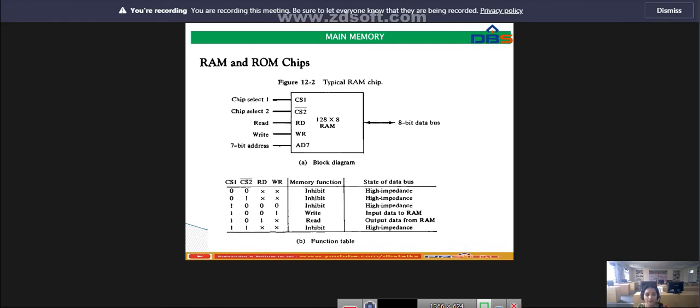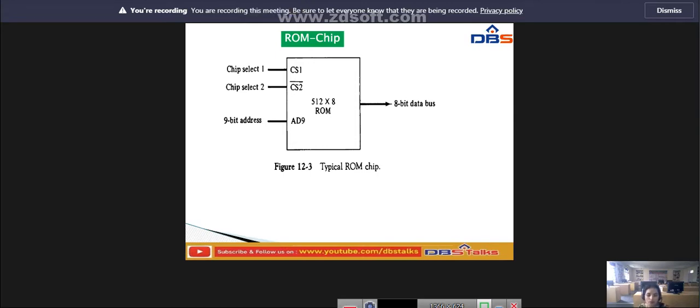Next, coming to read only memory, the ROM chips. What is meant by ROM? ROM is used for storing the programs that are permanently resident in the computer and that do not change. The content of the ROM remains unchanged after the power is turned off and on again.